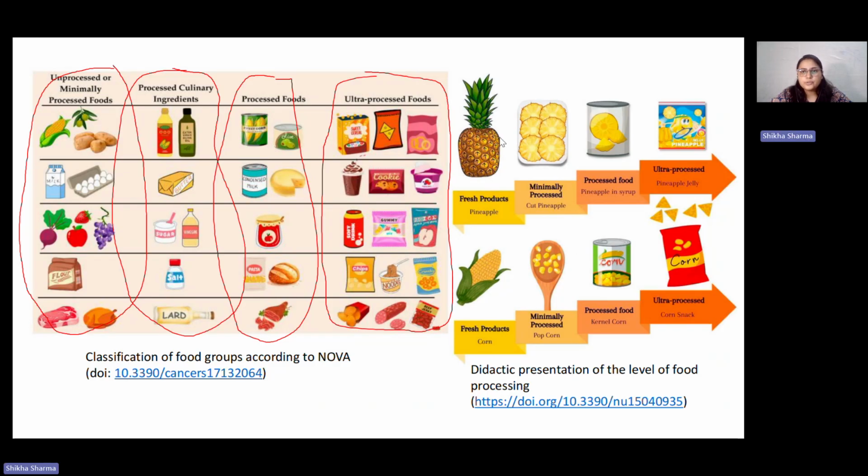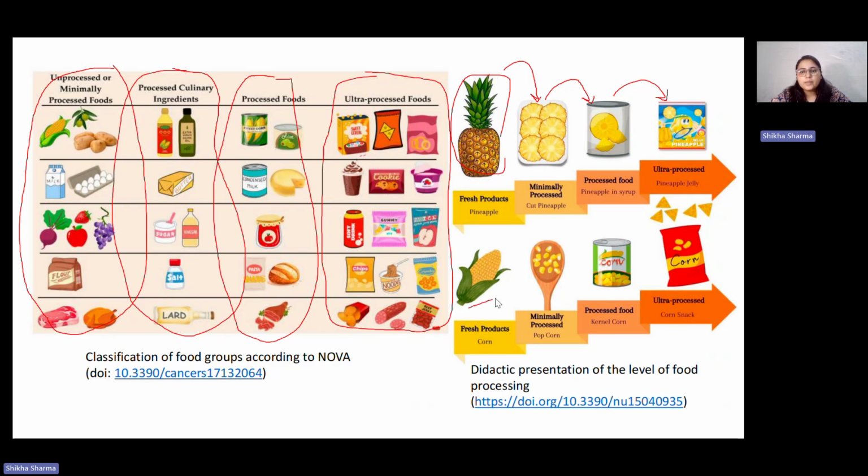If we see here, suppose we have a fresh pineapple product. This fresh pineapple is a fresh product. When it is converted to cut pineapple, it is a minimally processed food product. When it is put in syrup and put in a can, it is a processed food product. And when jelly or jam is made from this pineapple, it is called an ultra processed food product.